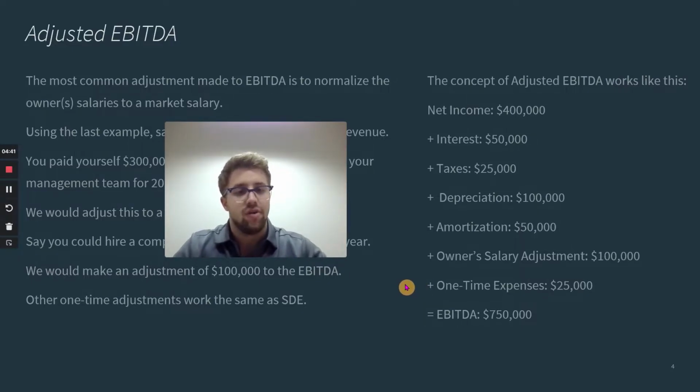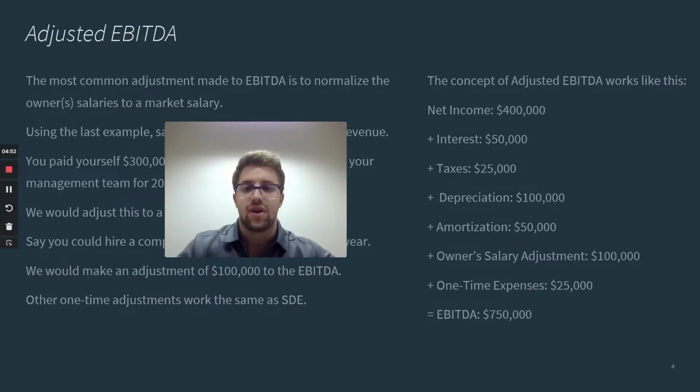This is to show you that, similar to SDE, you'll add back any one-time expenses. Say that $25,000 was because an employee ran the forklift into the roll-up door, and you had to replace it, and that's never happened before. You don't want that to skew the EBITDA, so we'll add that back as well. This should say adjusted EBITDA down here.